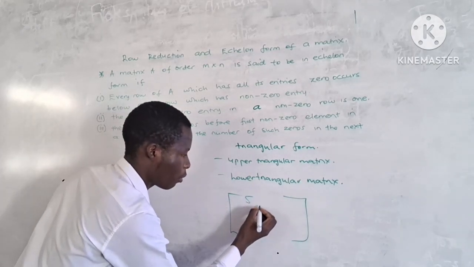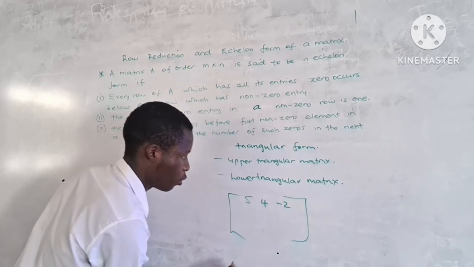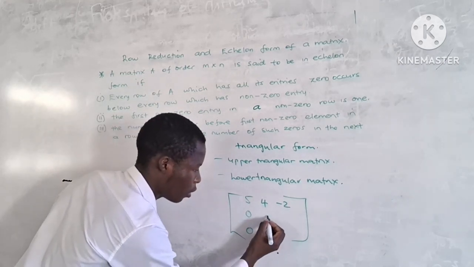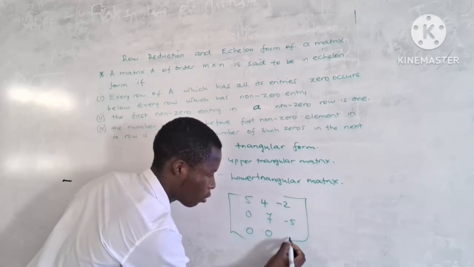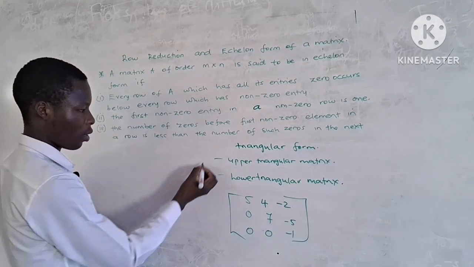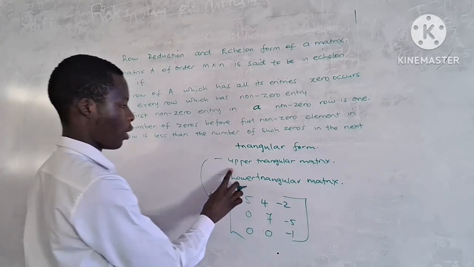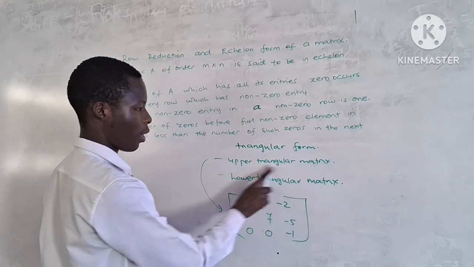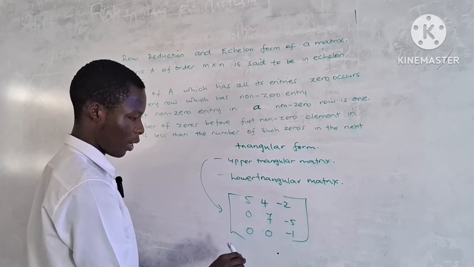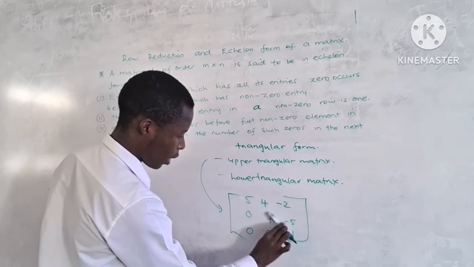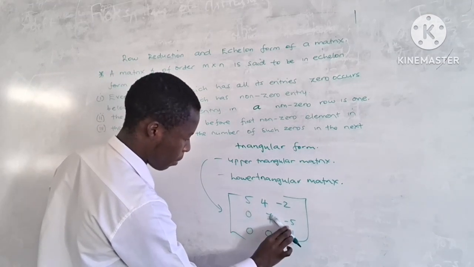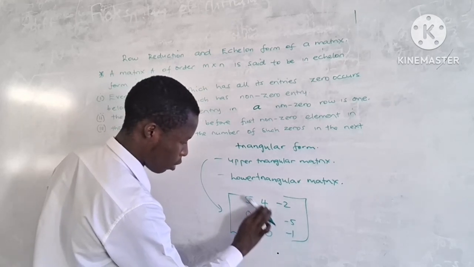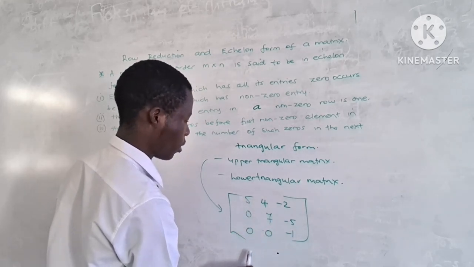Let's do 5, 4, negative 2, 0, 0, 0, 7, negative 5, negative 1. This is a very good example of an upper triangular matrix. So what is an upper triangular matrix? The one in which all the elements below the main diagonal are zeros. All the elements below the principal diagonal are zeros.